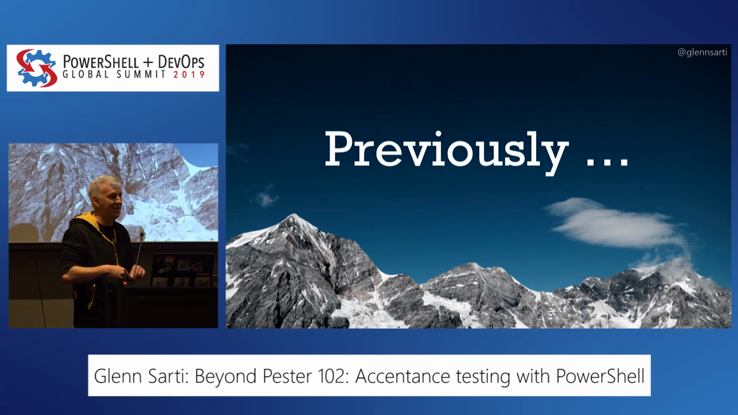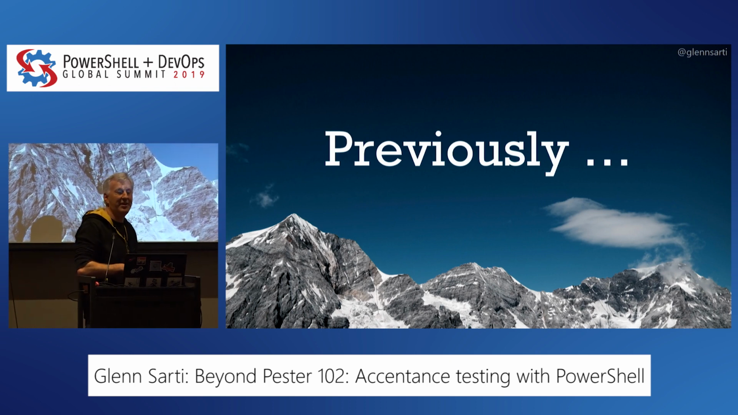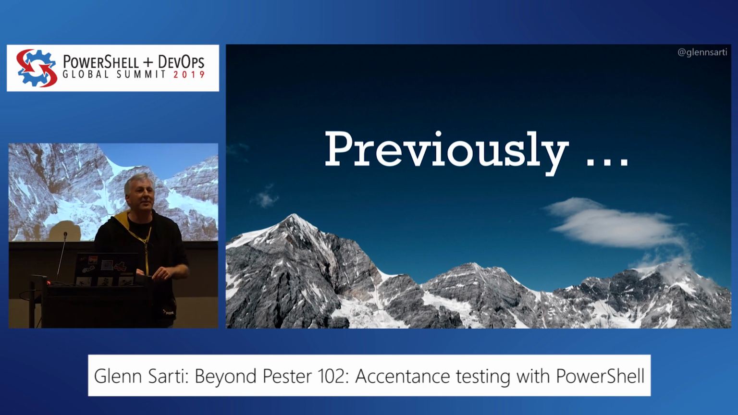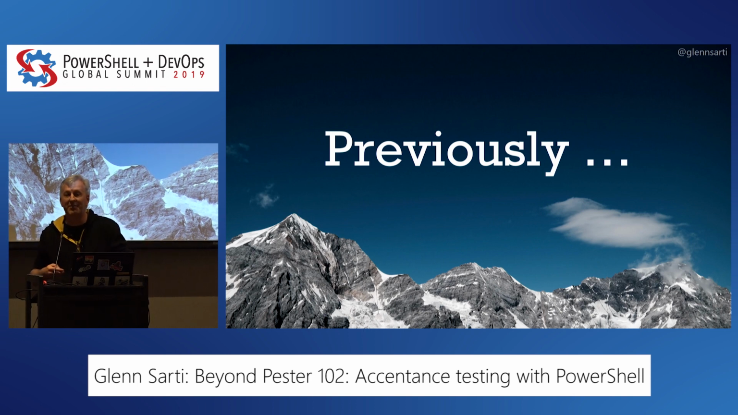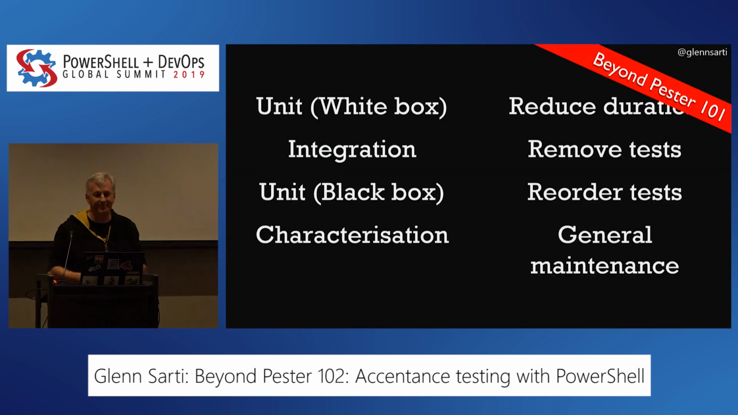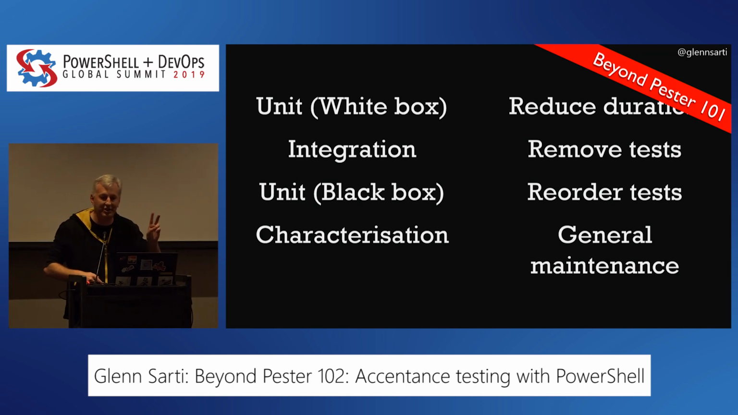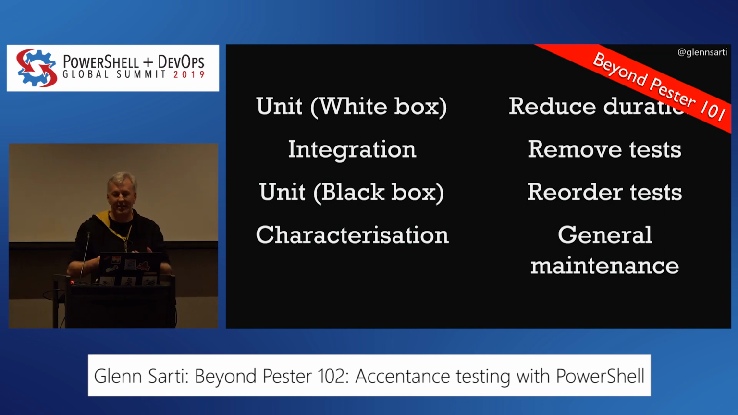I was kind of up here. I think I was actually on next door, actually. And I was giving my talk, Beyond Pester 101, and I talked about the valley of despair and the slope of enlightenment, and how software testing is a skill, much like mountain climbing, that can be learned and get better at with practice. So we looked at 4 types of tests. We had white box, integration, black box, and characterization tests. And we also looked at how to make your unit test suite as good as it can be.